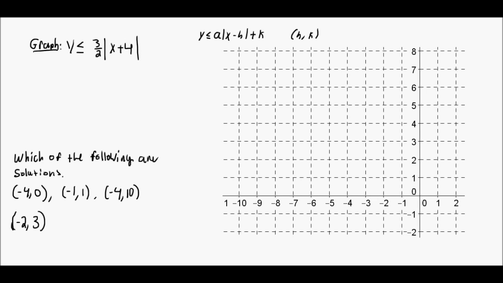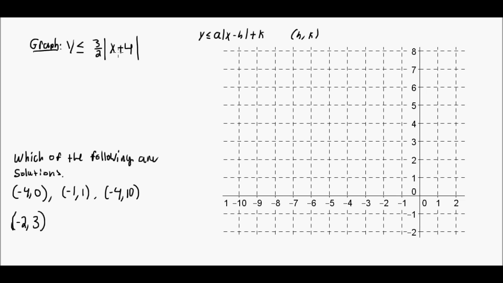Okay, in this video I'm asked to graph the inequality y is less than or equal to 3 halves times the absolute value of x plus 4. The first thing I need to do is identify the vertex and recall that the vertex is (h, k), where the x component of the vertex is h and the y component of the vertex is k, and I need to treat this like positive 4 and flip its sign because that's what this negative h reminds me to do. So this is x plus 4.